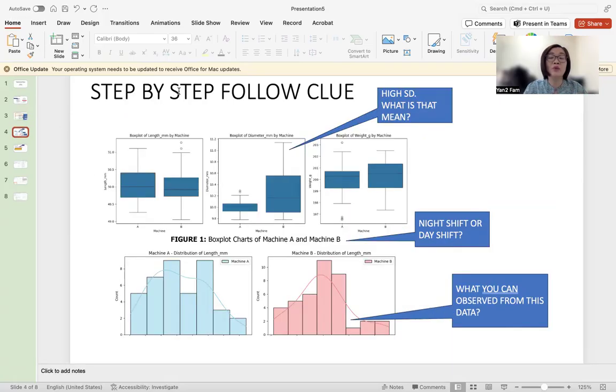Okay, so the third one is we convert them into a box plot and the histogram. In this diagram, the problem is you didn't mention clearly whether this is night shift or day shift. Even though I already mentioned at the beginning that it is night shift, indirectly you know that, but be realistic, be clear, so that it won't confuse your examiner or your reader in future.